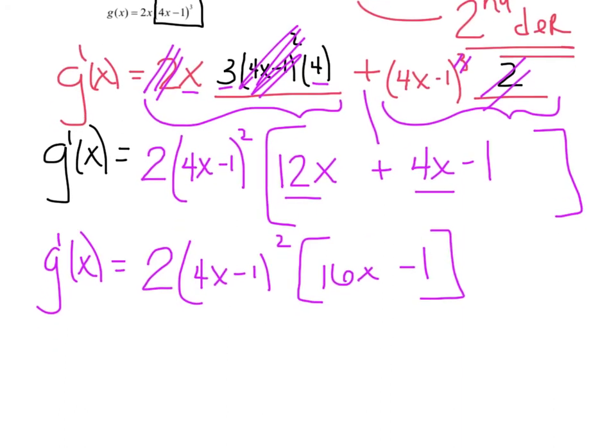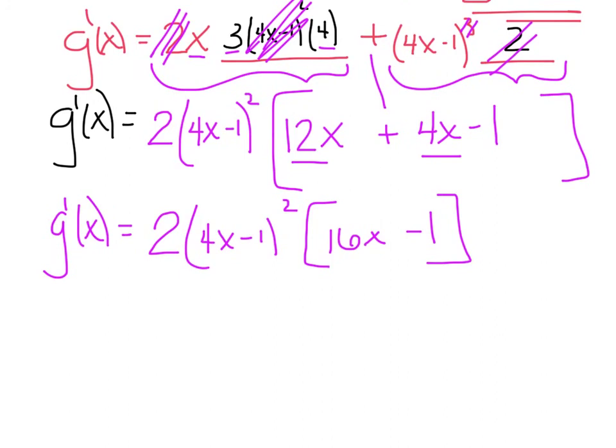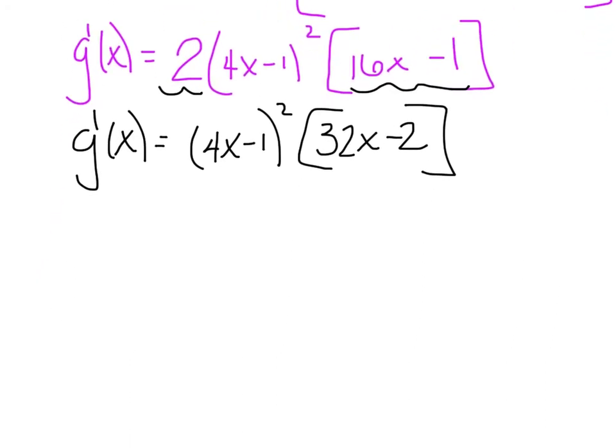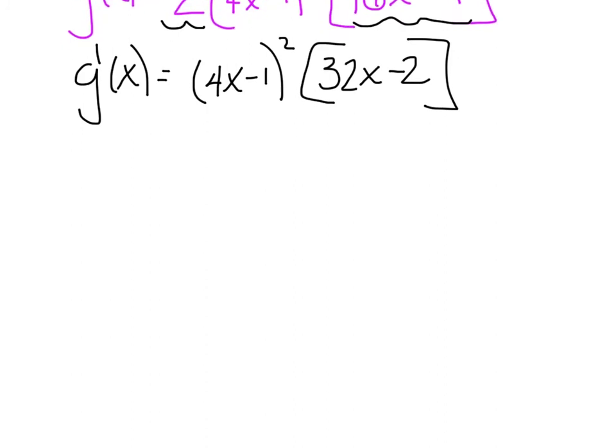Okay, I'm actually going to go one step further and clean this up. I'm going to say I can multiply this 2 by this junk. So I'm saying g prime of x is actually equal to 4x minus 1 squared times 32x minus 2. Okay. All right, so that's just g prime. I need to go get g double prime.